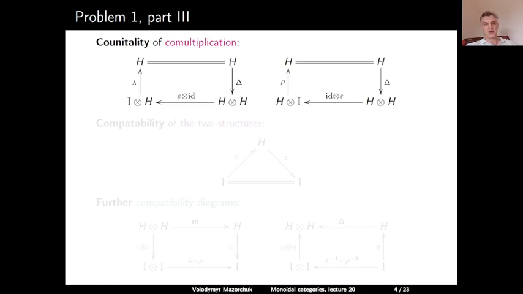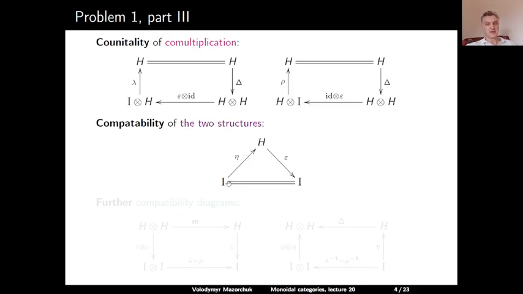Starting from H, we can go by delta to H tensor H. Then we can apply epsilon in the first argument to go to the identity tensor H. And then we have the canonical map lambda back to H. So this diagram should commute, and similarly for the second argument using rho. So these are the associativity and unitality of the multiplication and the co-associativity and co-unitality of the comultiplication. Next, there are several diagrams which can be interpreted as compatibility of the multiplication and the comultiplication.